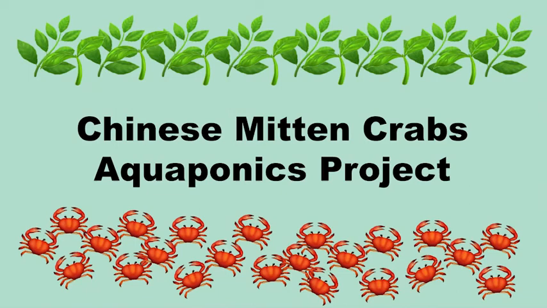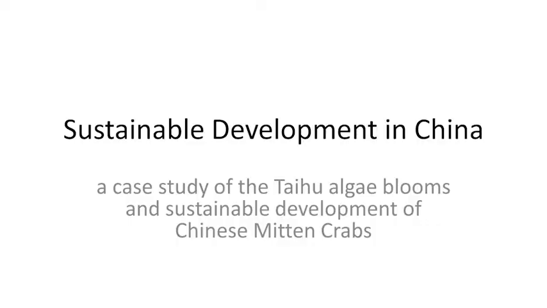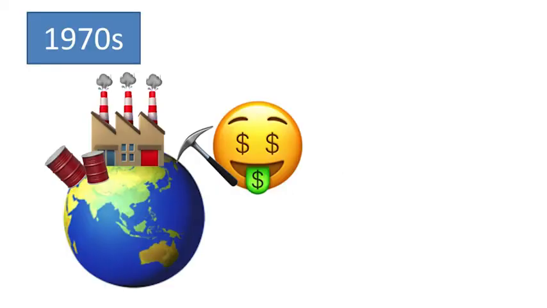Hello everyone, this is the Chinese Mitten Crabs aquaponics project, and today we are going to talk about sustainable development in China. For many years, development, usually economic development, has been carried out at the expense of the natural environment and resources. The damages caused by economic development have gradually caused long-term problems.